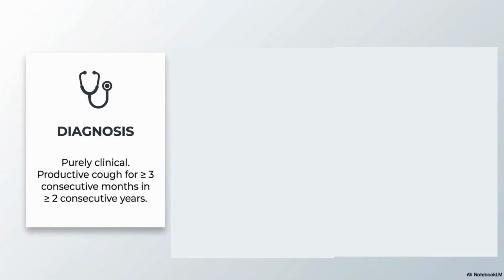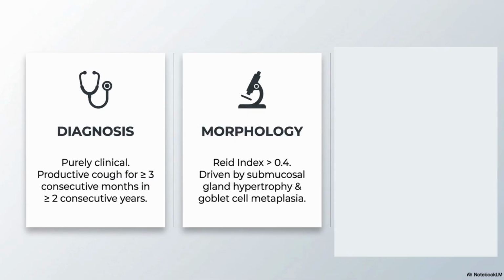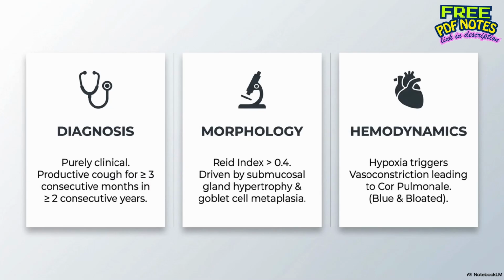Let's lock in our final review. The diagnosis is purely clinical: a productive cough for 3 or more consecutive months in 2 or more consecutive years, and the morphology is defined by Reid index greater than 0.4, which is driven by submucosal gland hypertrophy and goblet cell metaplasia. The hemodynamics to remember: hypoxia triggers vasoconstriction leading to cor pulmonale. This is exactly why a patient presents blue and bloated.